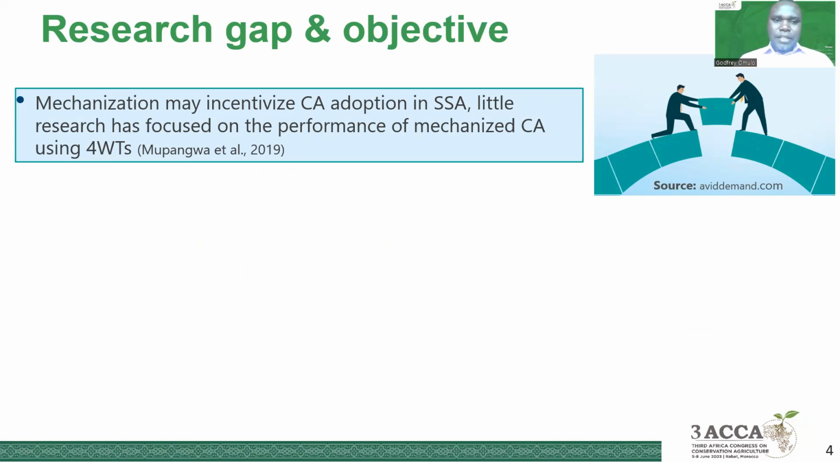Now, recent CA research across sub-Saharan Africa has mostly focused on smallholder farmers and also small plot experiments either on farmer fields or on farm stations and using manual tools. And despite the fact that research shows that mechanization may incentivize CA adoption across sub-Saharan Africa, little research has actually focused on the performance of mechanized CA using 4-wheel tractors. And therefore, we sought to fill this gap.